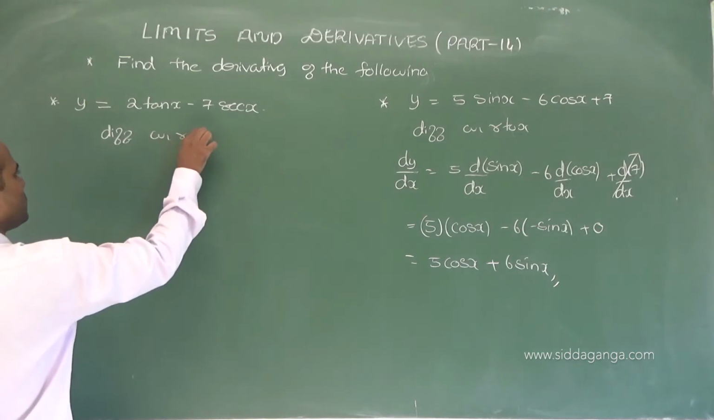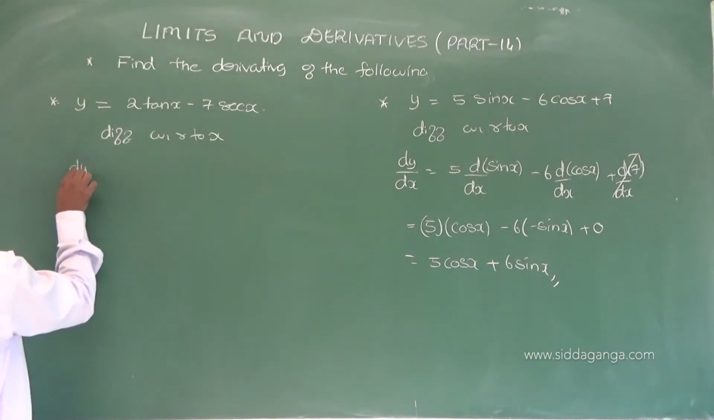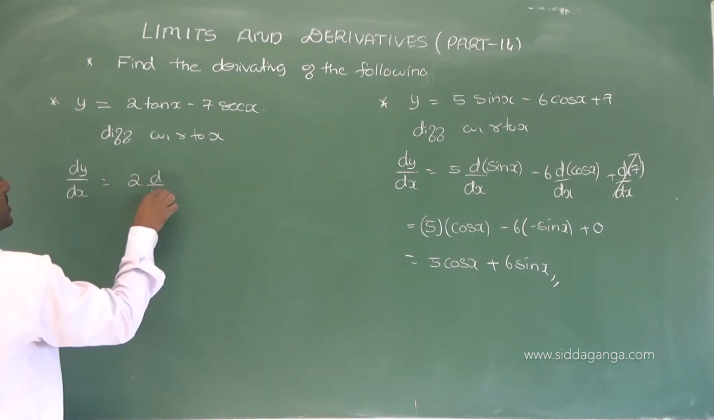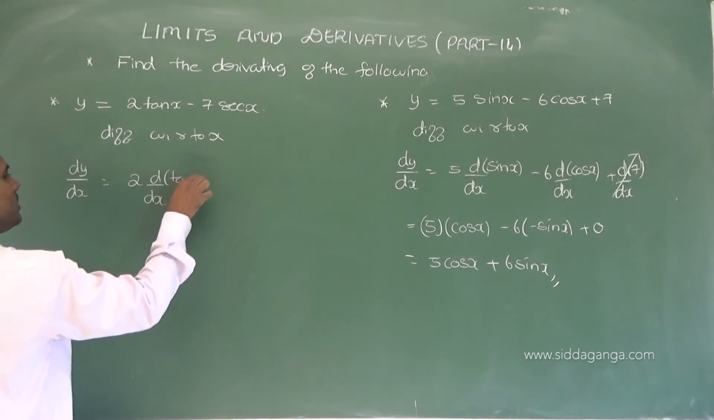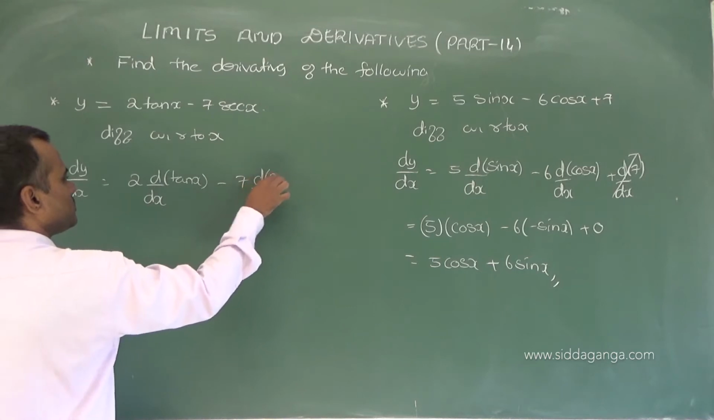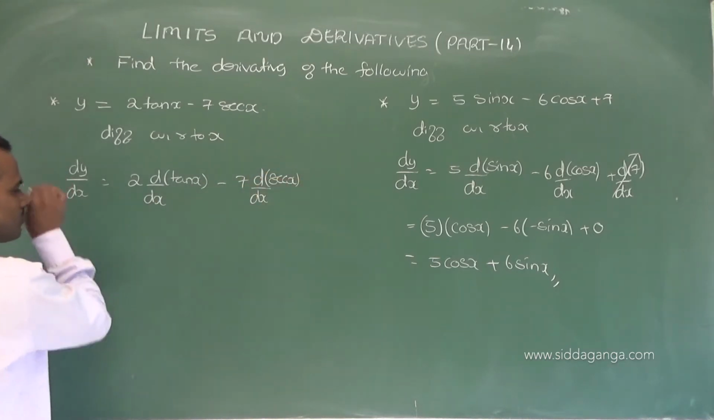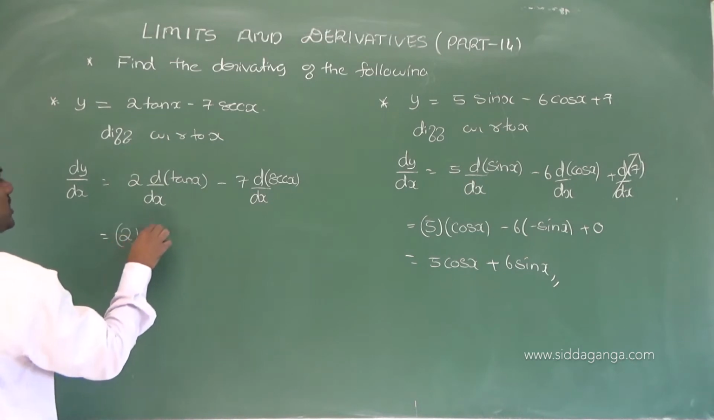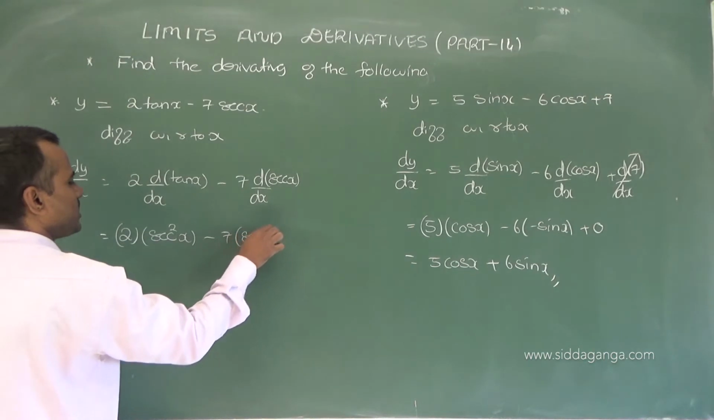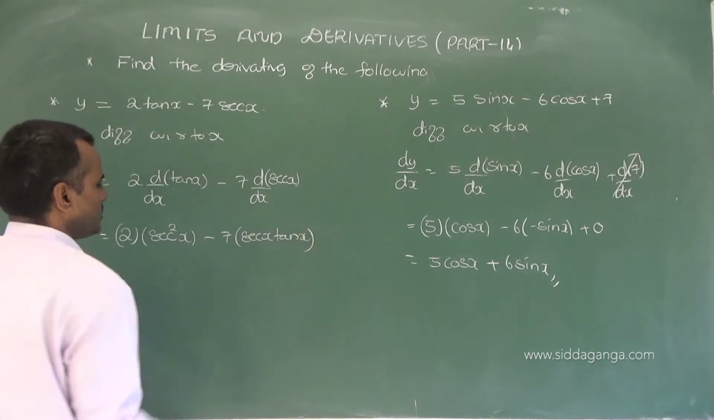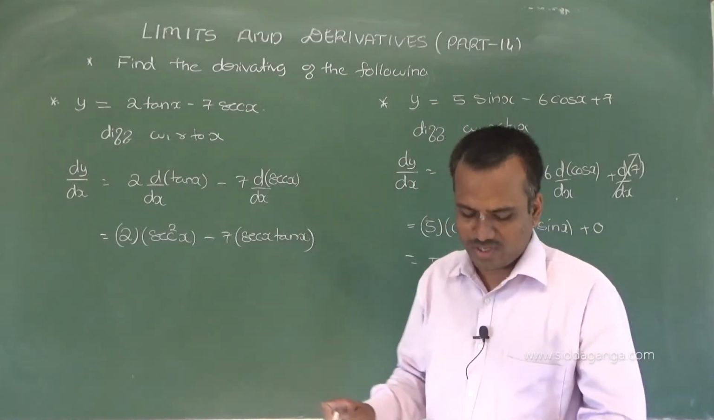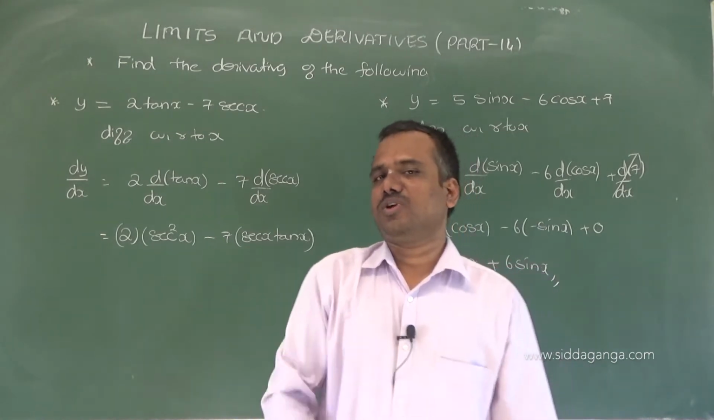With respect to x, dy by dx, 2 into d by dx of tan x minus 7 into d by dx of secant x. So 2 into the derivative of tan x, which is secant square x, minus 7 into secant x into tan x. Correct?